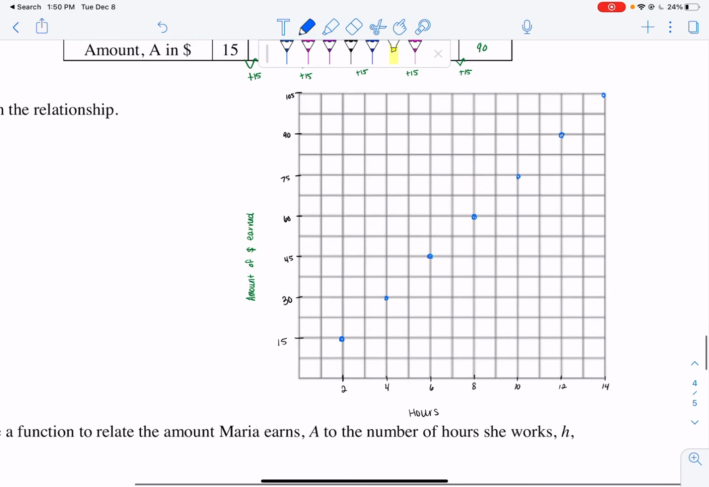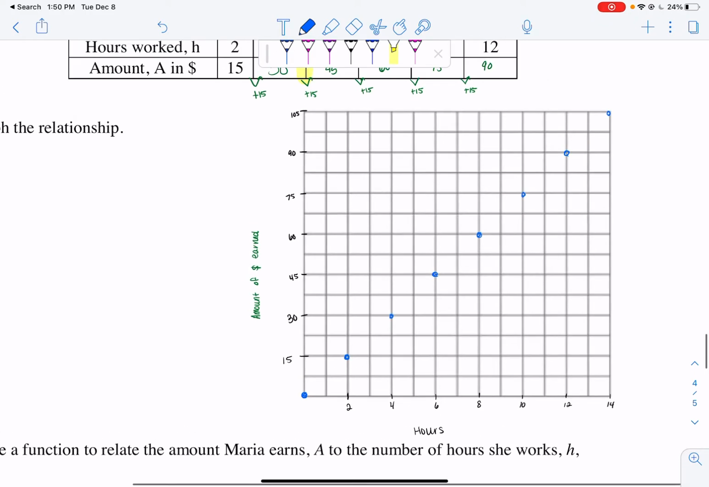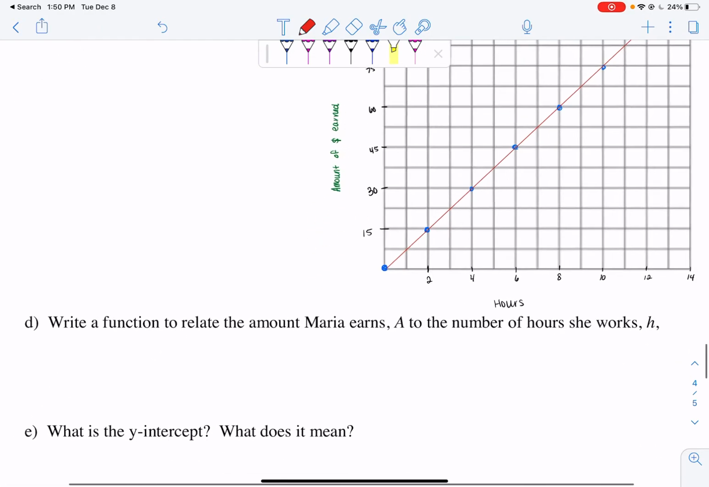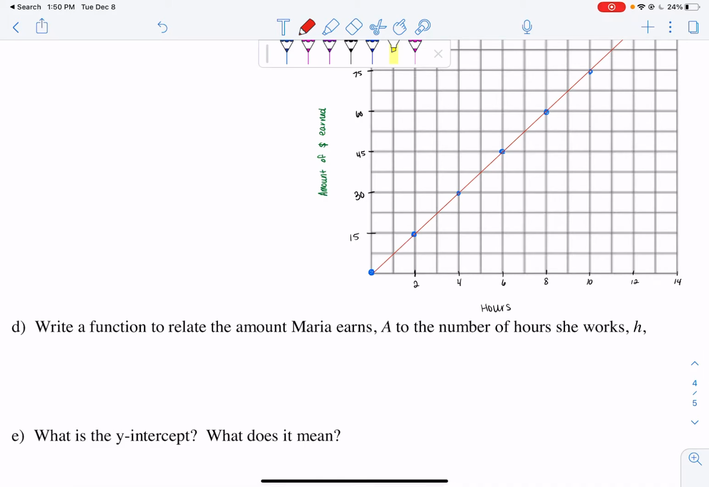But here's the issue. If she's not working any hours, she's not making any money, so I should also be plotting the point (0, 0). I will now have a straight line going through those points. And that's my graph. Part D says, write a function to relate the amount Maria earns, A, to the number of hours she worked, H.